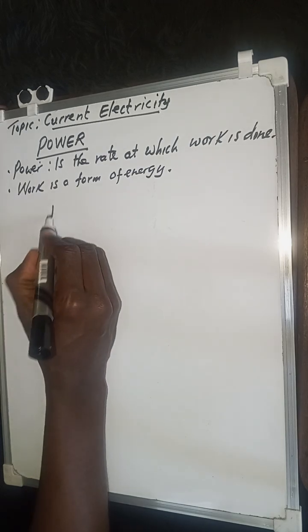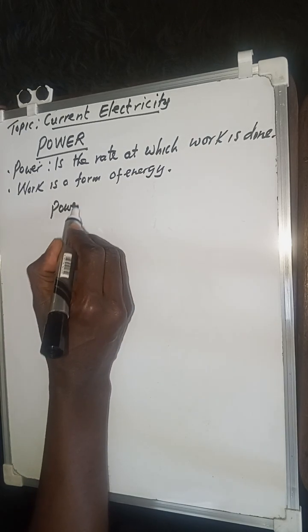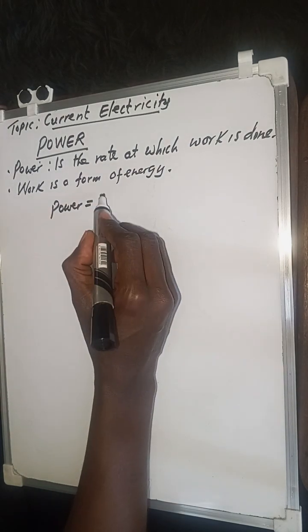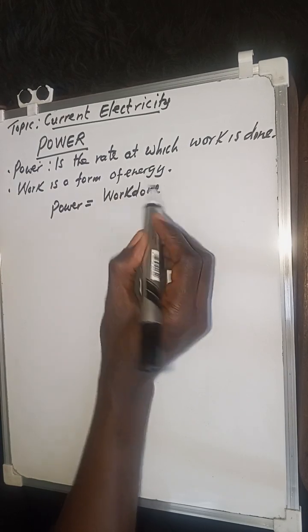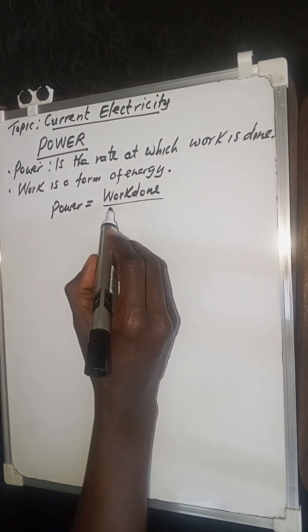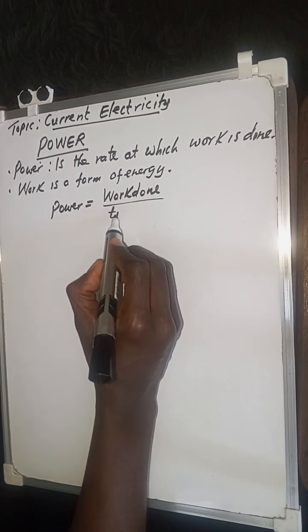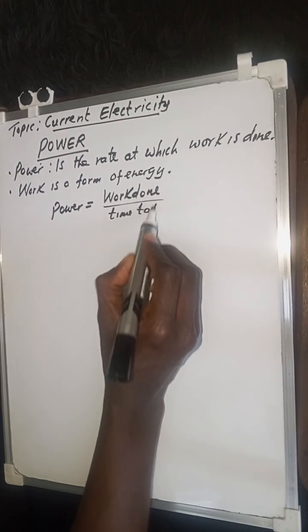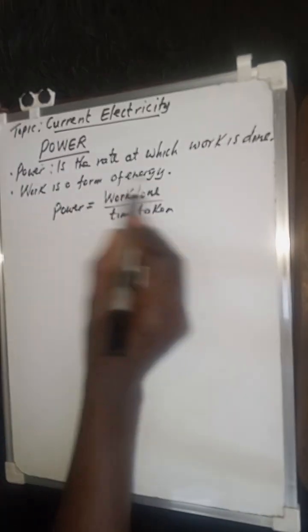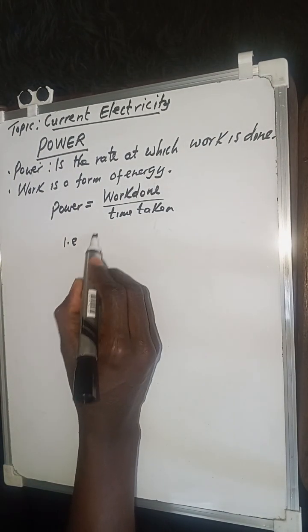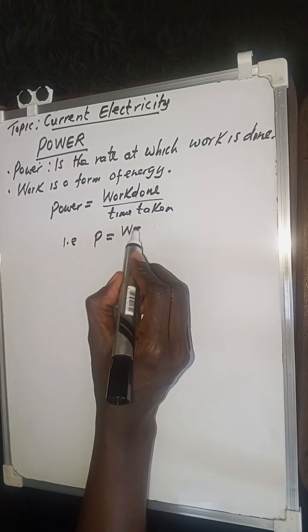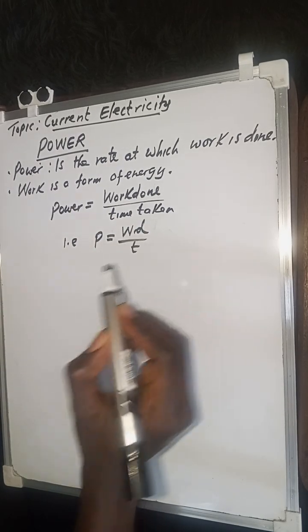Remember, we simply say that power in this case will be equal to the work done divided by the time that has been taken. But remember, work is a form of energy. So we are simply saying that power is equal to the work done divided by the time.